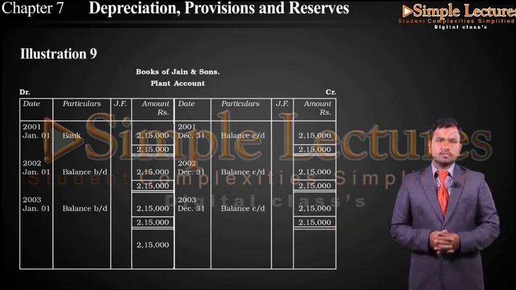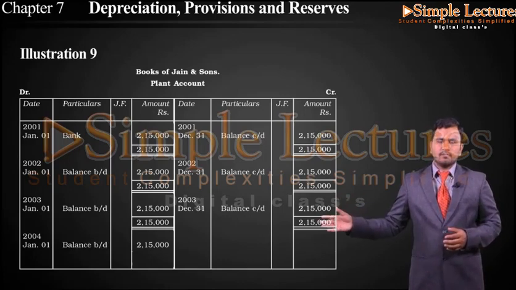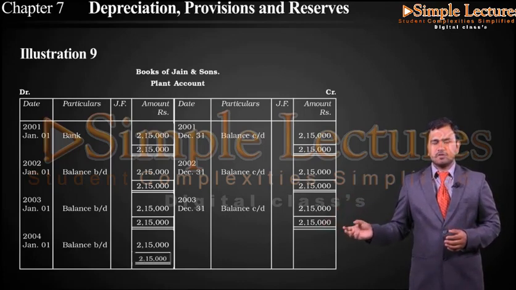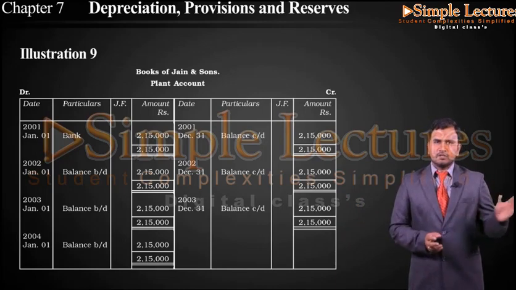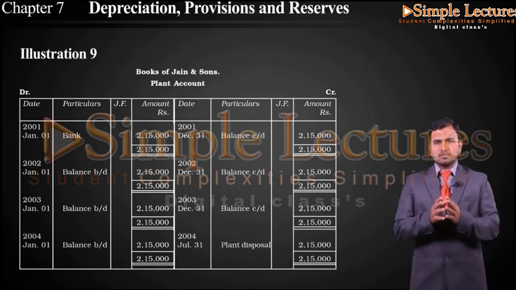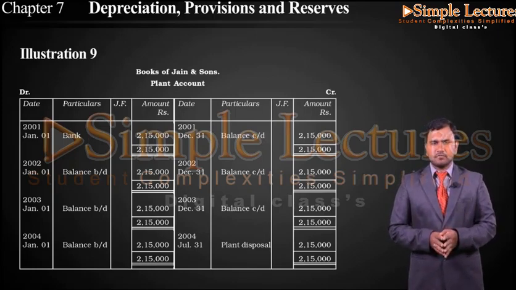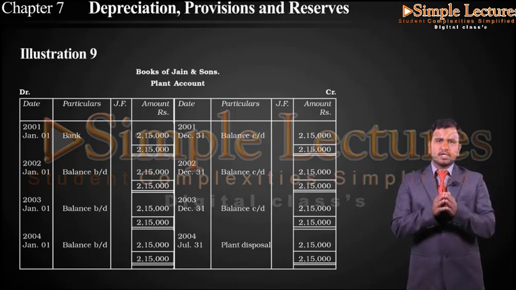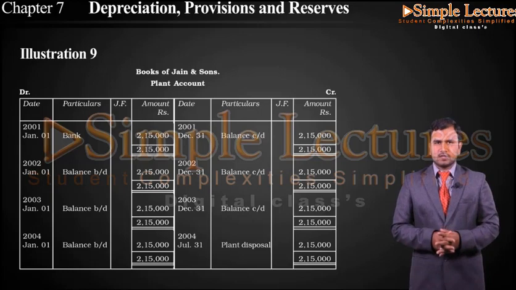So coming to the 4th year, the opening date will be 1st Jan 2004, again balance brought down and the total will be 2,15,000, and the same will be considered in the opposite side, same total 2,15,000, then again balance carried down 2,15,000. So this is the plant account, where for all the 4 years we are going to show the same value 2,15,000, and we are not considering the depreciation or the disposal in the plant account.